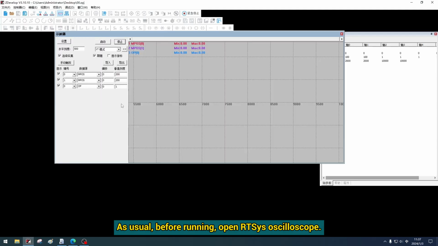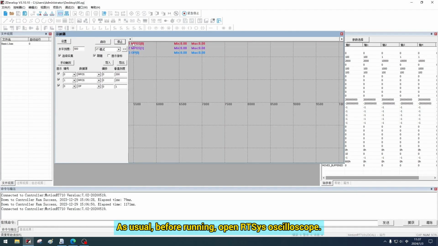As usual, before running, open the RTSys oscilloscope. For old friends, it is very familiar. RTSys is a debugging tool which can help with C# program debugging. Here, open the scope to capture data to check the effect. 3 data should be sampled: feedback positions of axis 0 and axis 1, and the state of output 0. Start it and move it.